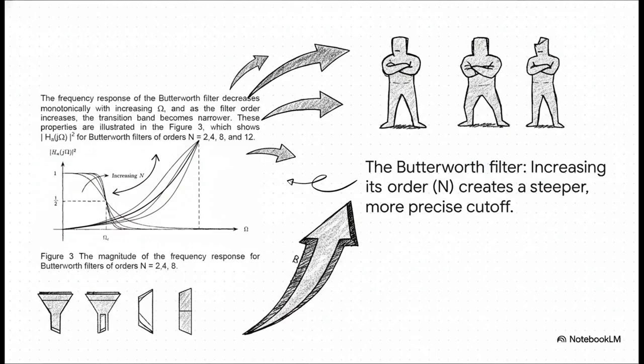This graph shows you how it behaves. See those different lines? As you increase a parameter they call the order, or n, that slope gets steeper and steeper. A steeper slope means the filter gets way better at telling the good frequencies from the bad ones. A higher order basically means you've got a much stricter bouncer at the door.